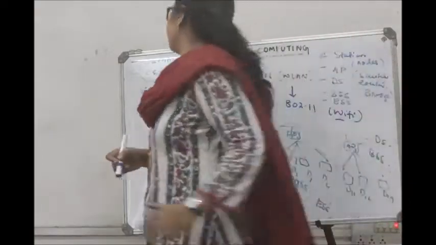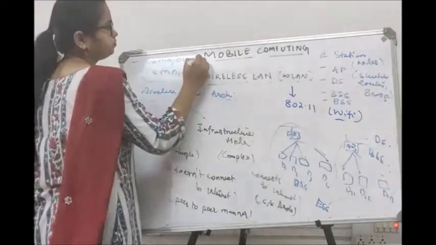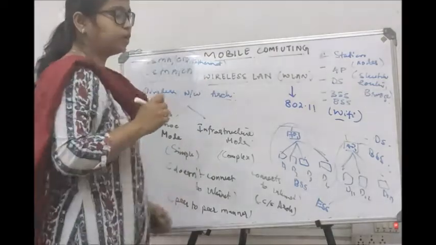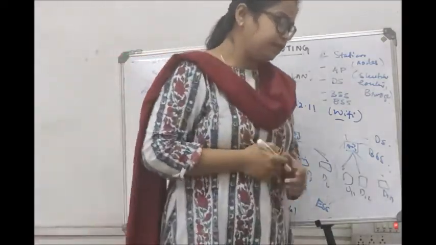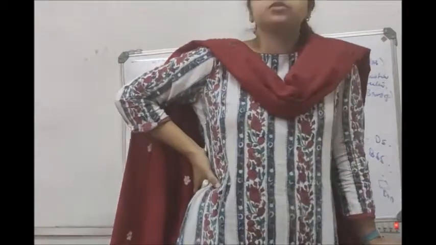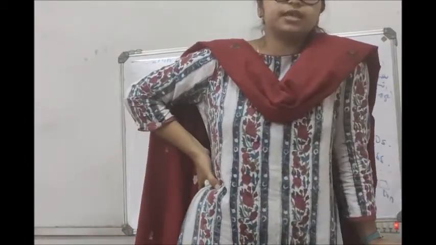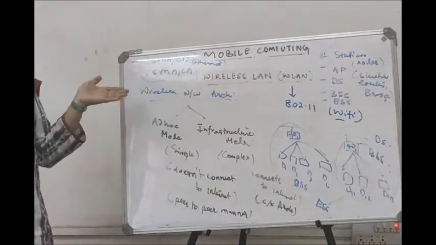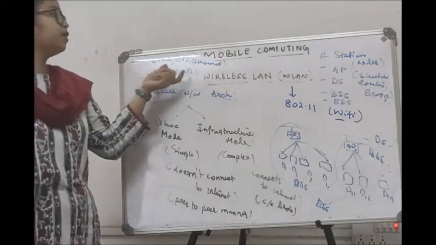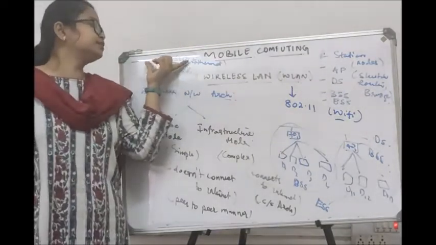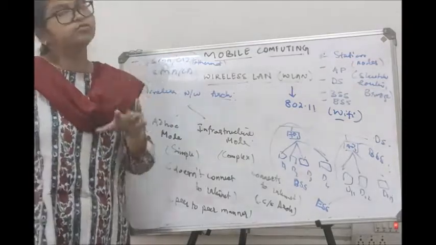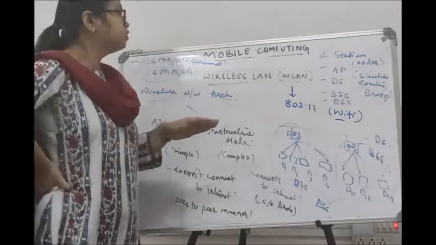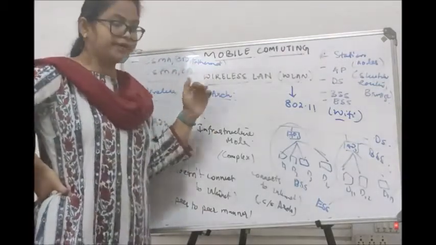CSMA-CD is generally known as Ethernet. Okay. What is CSMA-CD called? Ethernet. Okay. So the medium access in wireless LAN is either CSMA-CD or CSMA-CD. Usually we use Ethernet, that is CSMA-CD, in almost every wireless protocol. Okay. So this was about wireless LAN.